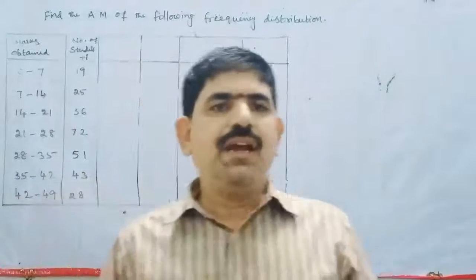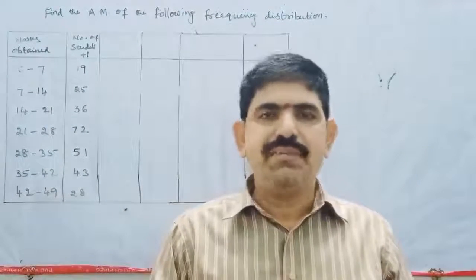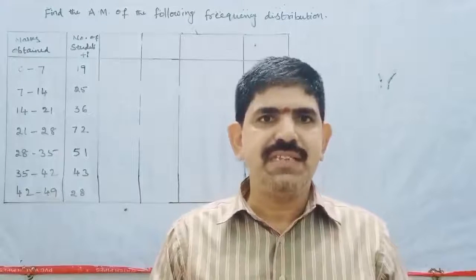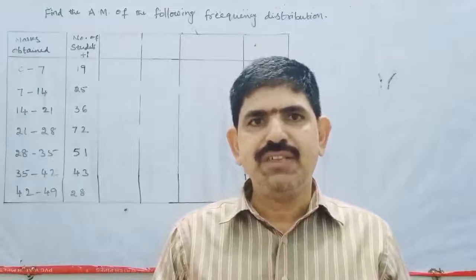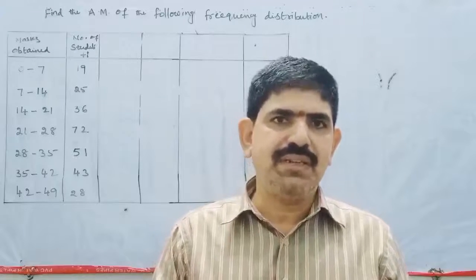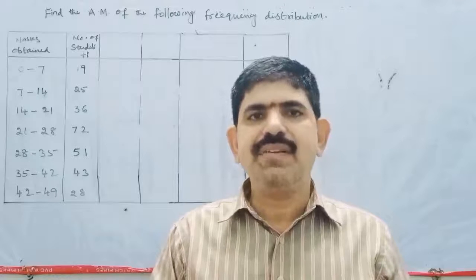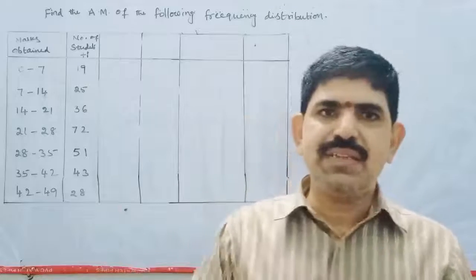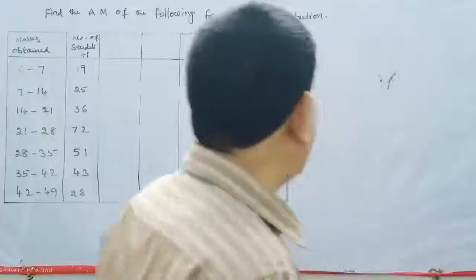Hello students, up to now we did some problems on arithmetic mean. We have three methods to find the arithmetic mean. First one is direct method, second one assumed mean method, and third one is shortcut method or step deviation method. In these three, step deviation method is the easiest method to find the arithmetic mean. See some more examples on arithmetic mean by using shortcut method.